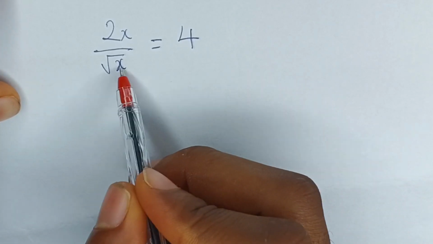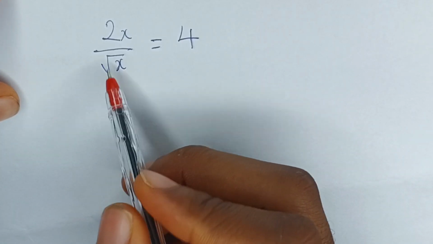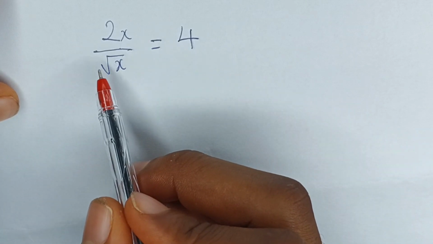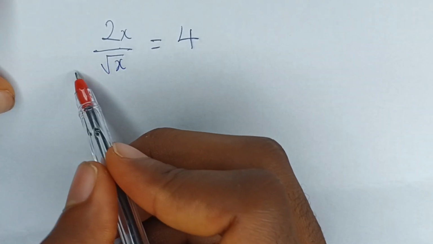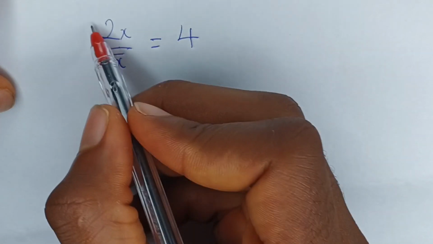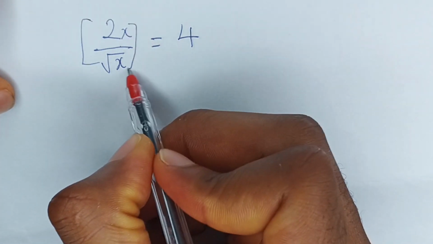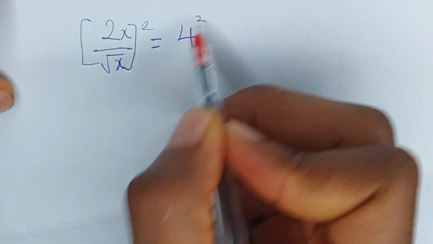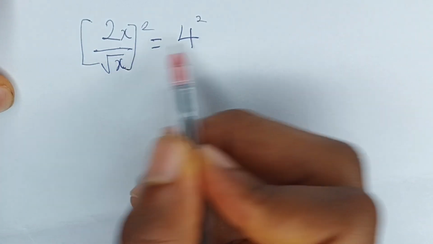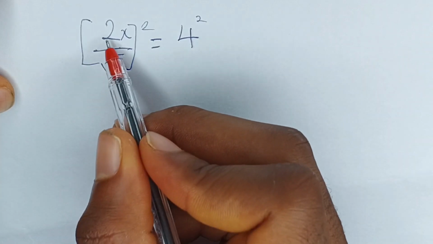Let's solve this equation together. It says 2x over root x is equal to 4. Okay, now the first thing to do here is to eliminate the square root sign. And how do I do this perfectly? I just raise this side to the power of 2, and I raise this side to the power of 2. Because remember, whatever you do on the left hand side, you do on the right hand side.